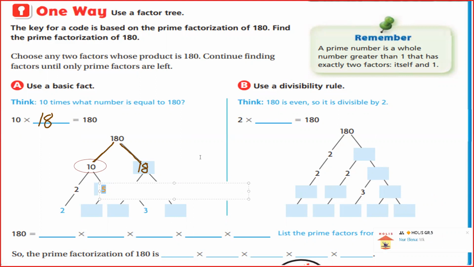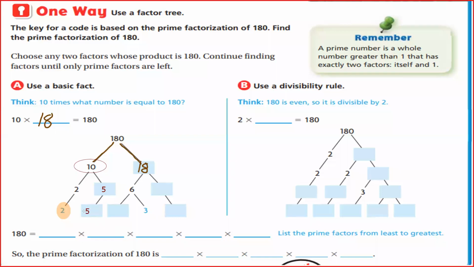Okay, now 2 is already a prime number, so I will stop here. Then it's 5. Is 5 a prime number? Yes, 5 is a prime. So I will write the number 5 here, and I will put my fruit.